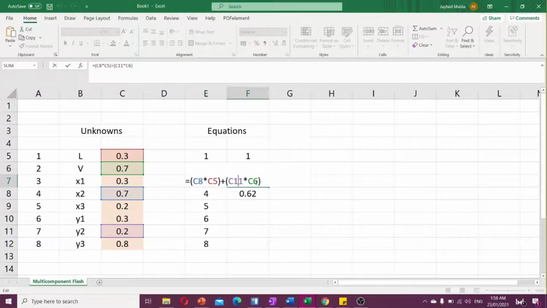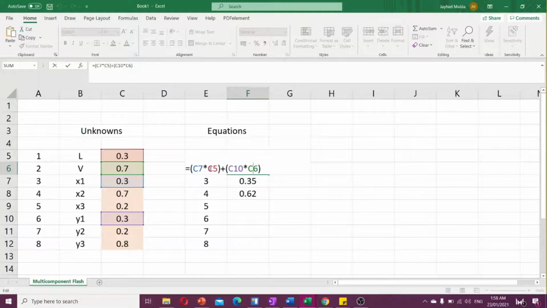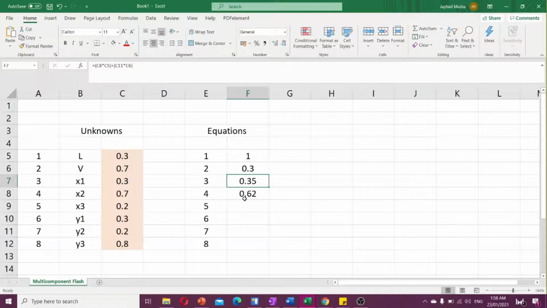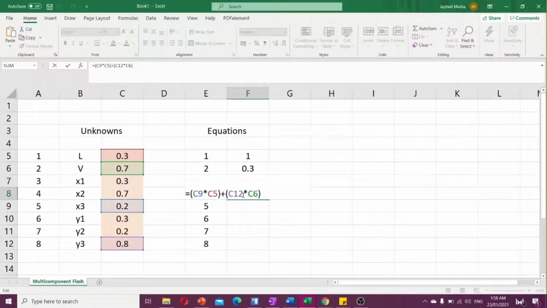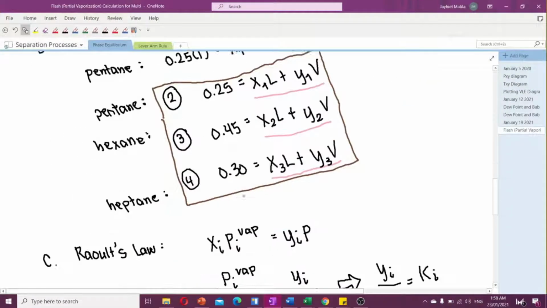I need to check if I was able to do this correctly. Okay, and then C10, C6. I hope I'm doing the right thing. I'm doing this in a really crude manner right now, so no time to polish everything. So I'm done with equations 2, 3, and 4.